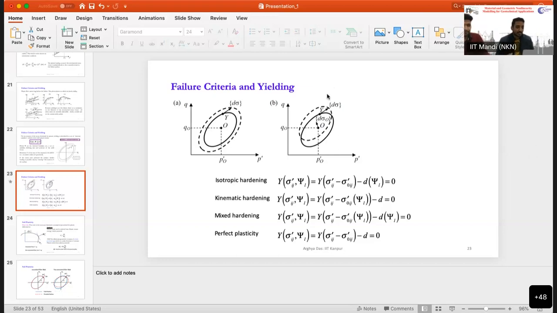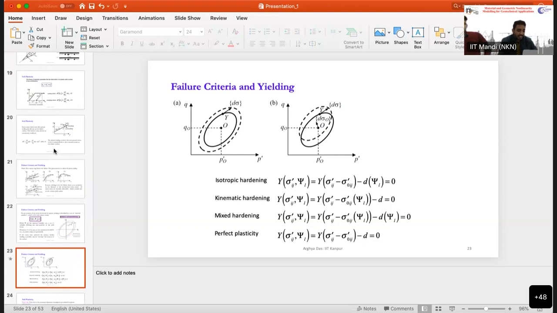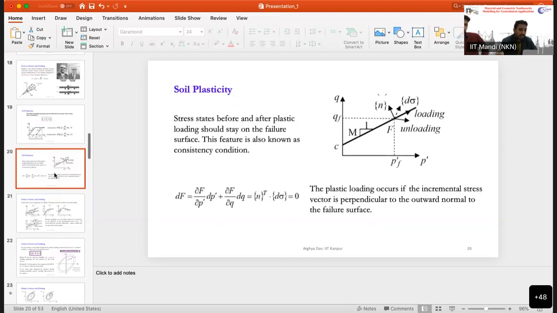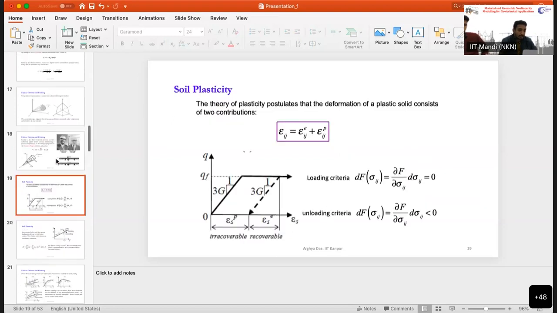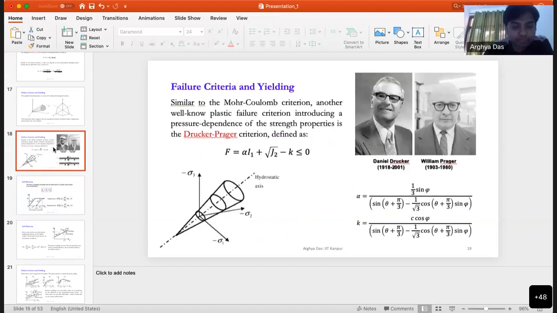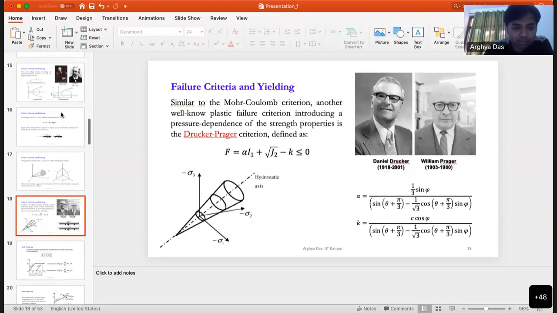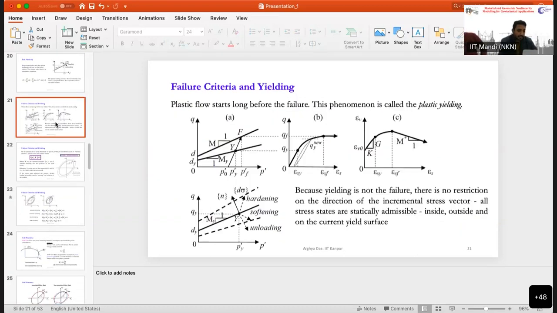So first of all, thank you very much, sir, for such an explanatory session. Sir, my first question is that in one of the slides you have mentioned that the plastic flow starts long before the intake. So are there any characterizations that show the initiation of that particular plastic flow before the intake? Any characterization change? Before the yielding? Yes, in slide number 21, you have mentioned. No, not before the yielding, before the failing. Oh, yeah, before the failure, yes, sir. Yeah, it's always before the failure.